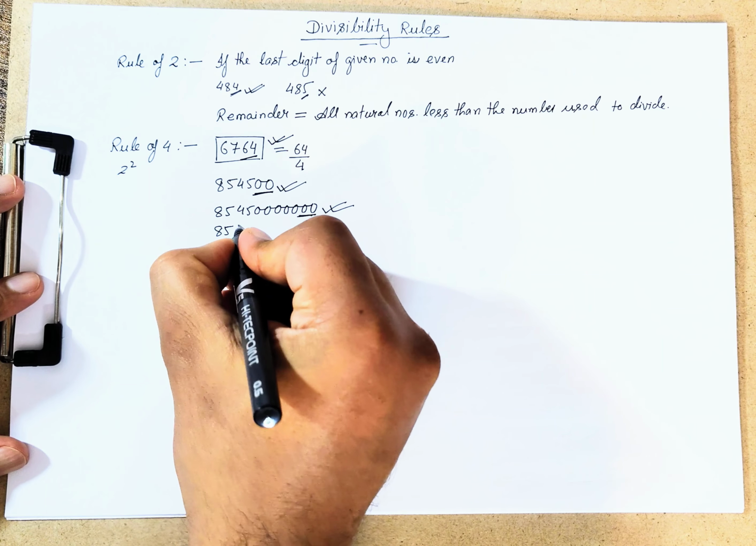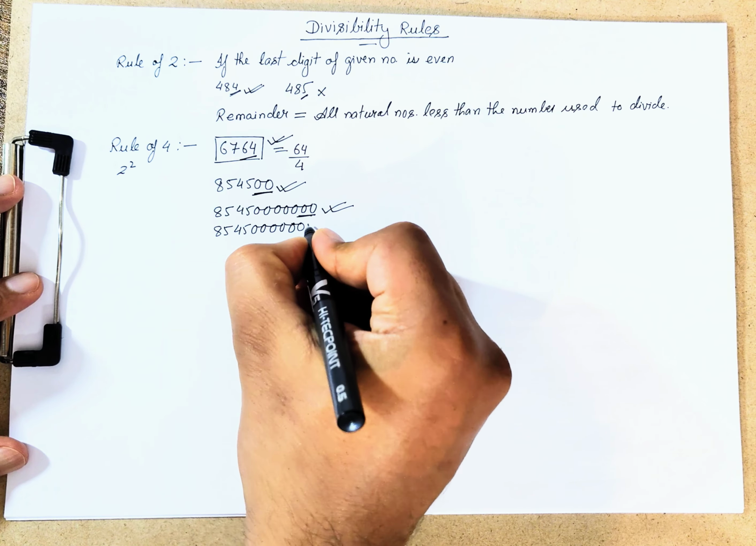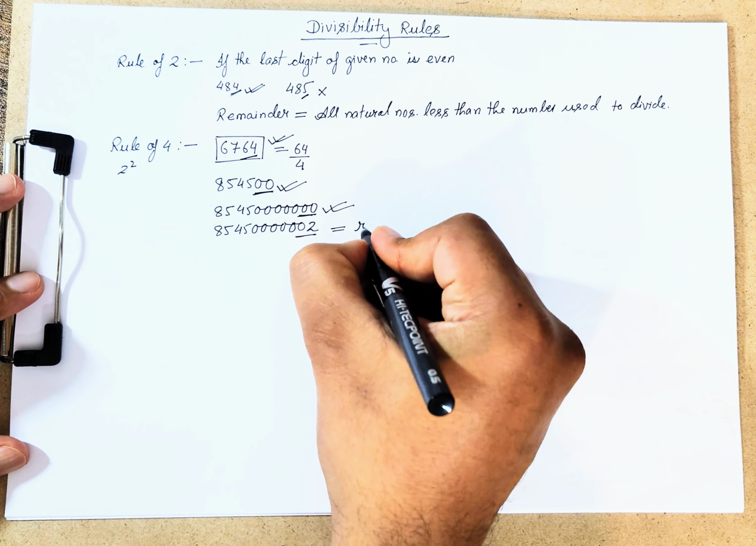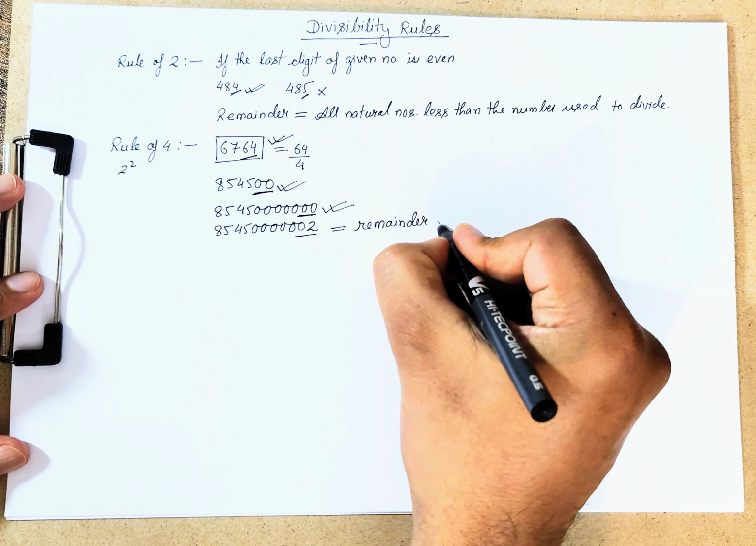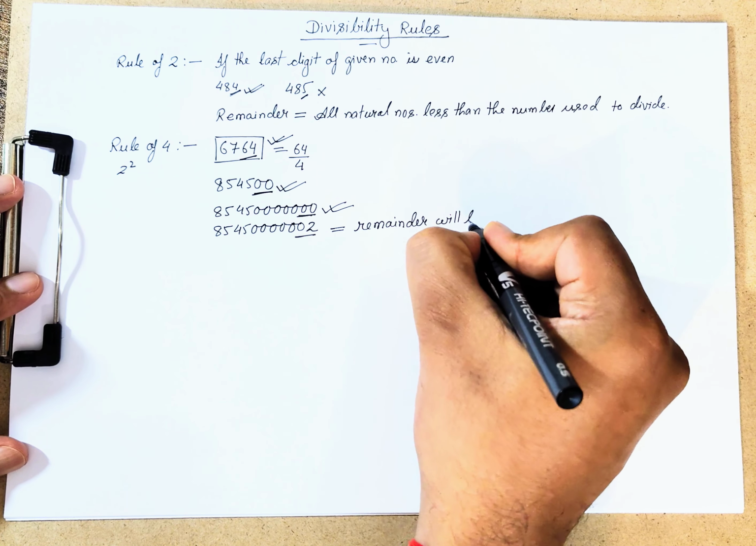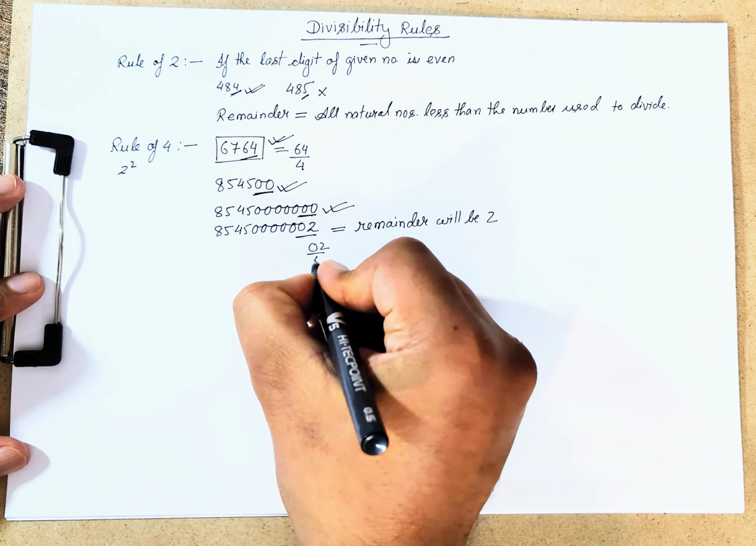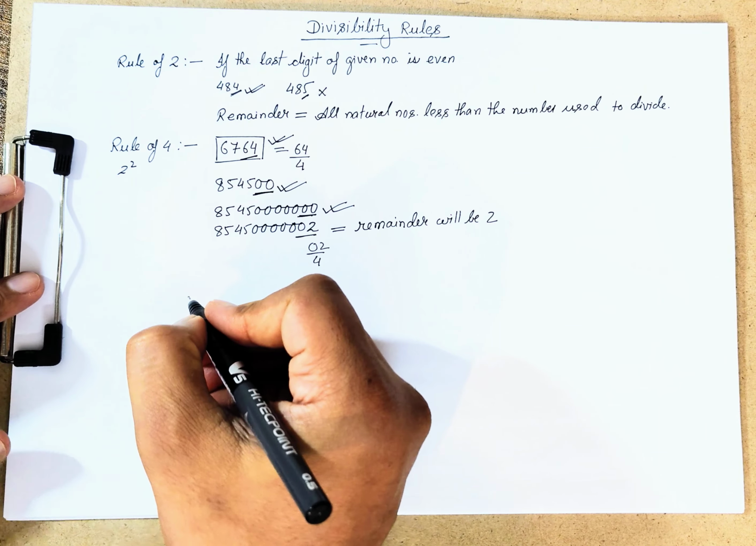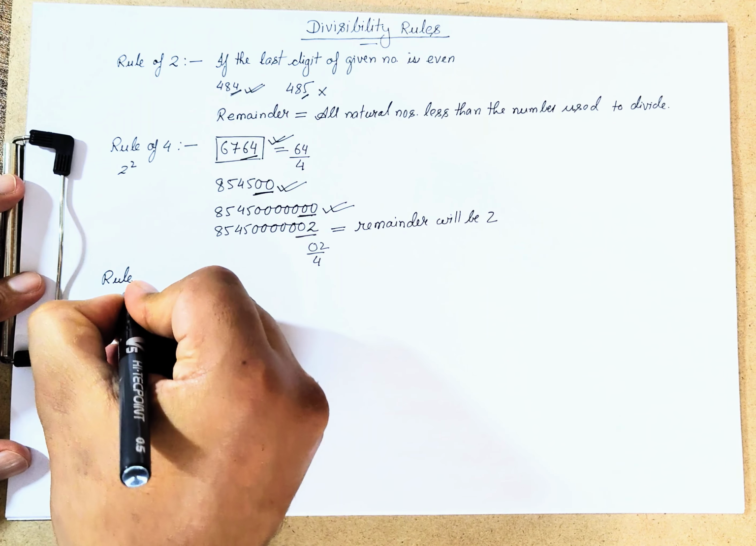Say for the same number, the last digit is 2. What will be the remainder? Just divide the last two digits by 4 and the remainder will be 2. How? So we take the last two digits, 02, divided by 4. Remainder will be 2.